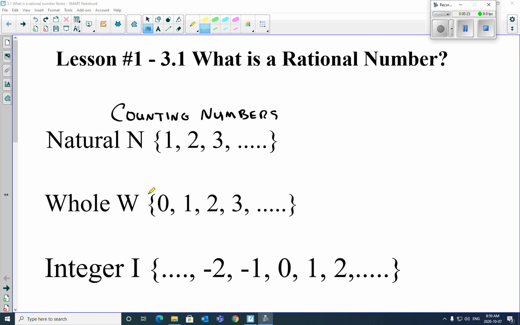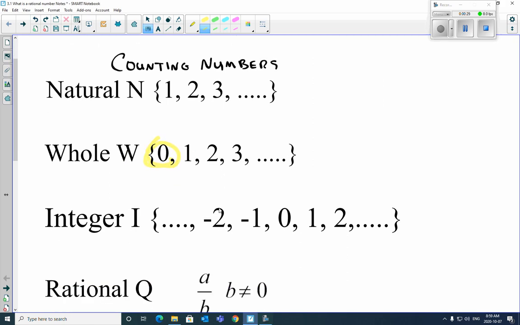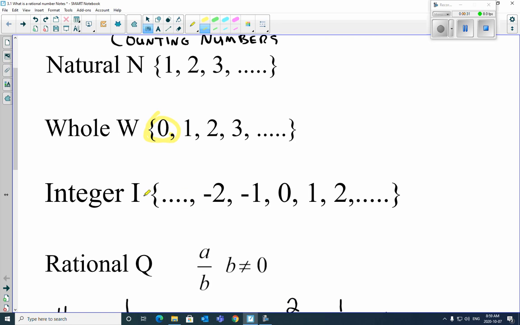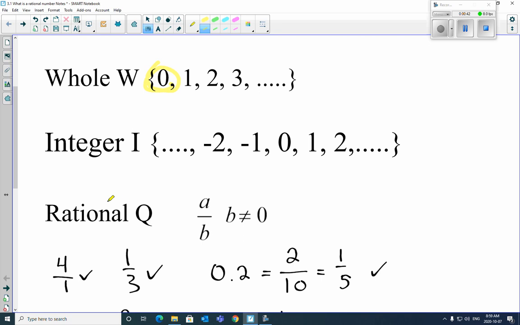Okay, then we can move on to the next one. Now we add a 0 to the front of it right here. So we started with 0. These are known as whole numbers. Then we keep going, and we have all the negatives. Negative infinity is way over here, all the way up to positive infinity and everything in between. These are all the positives and negatives, known as integers. After that, we can look at rationals.